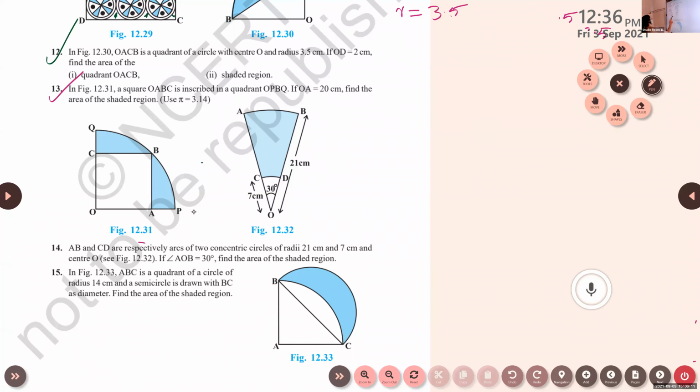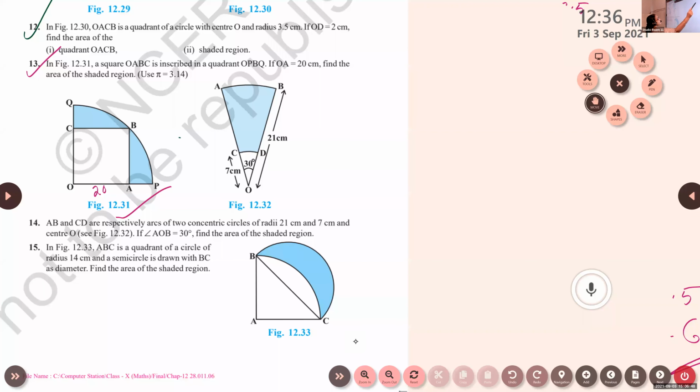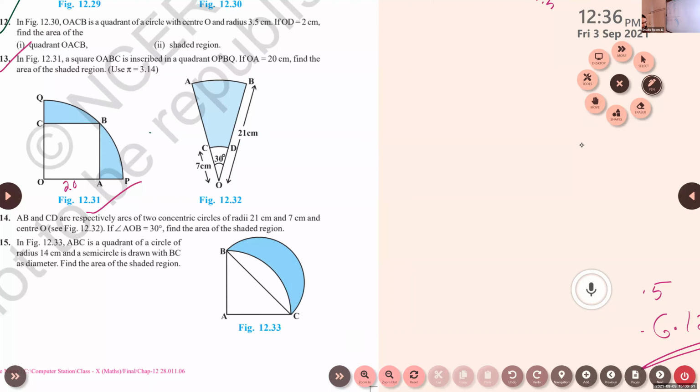Figure 12.31. OABC is a square inscribed in a quadrant. OA is 20 centimeter. Find the area of the shaded region. So from the quadrant, you have to subtract the area of the square to get the shaded region. All of you start doing that. The area of the shaded region is the area of the quadrant minus the area of the square, okay?